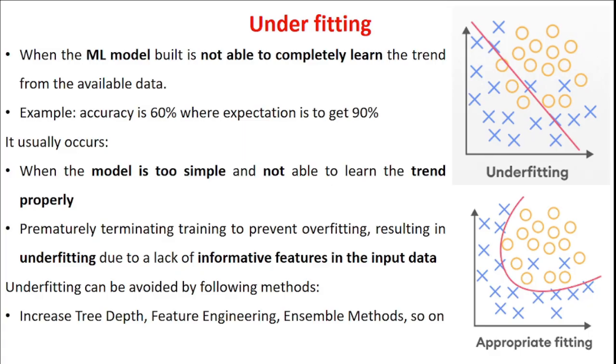It usually occurs when the model is very simple and not able to learn the trend properly, and when training is prematurely terminated to prevent overfitting. In fear of overfitting, we may terminate the training as early as possible. So it results in underfitting, also due to lack of informative features in the input data. Underfitting can be avoided by following methods: increasing depth, feature engineering, ensemble methods, and so on.